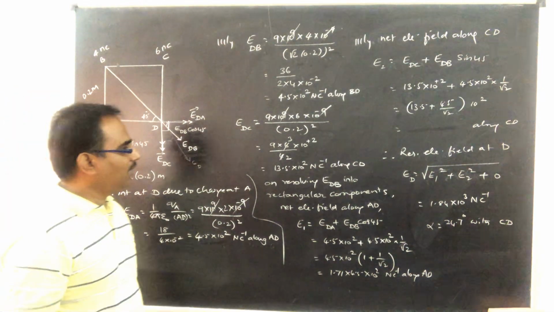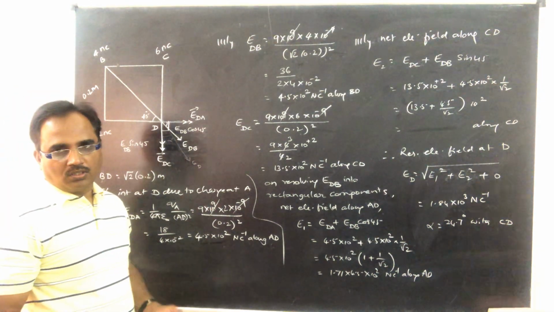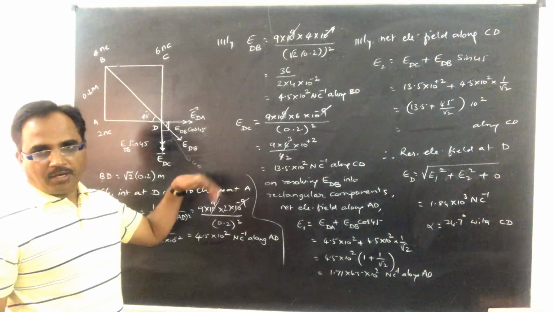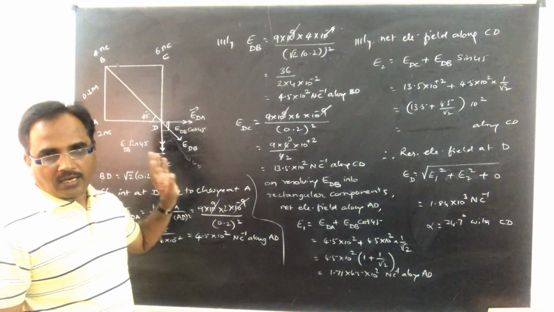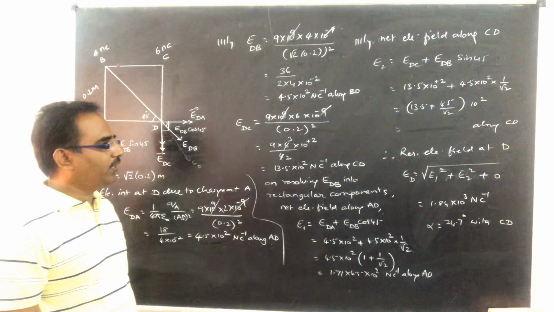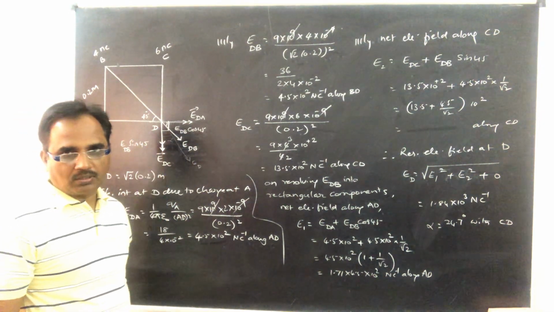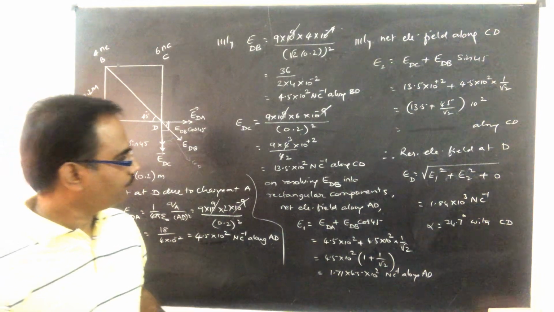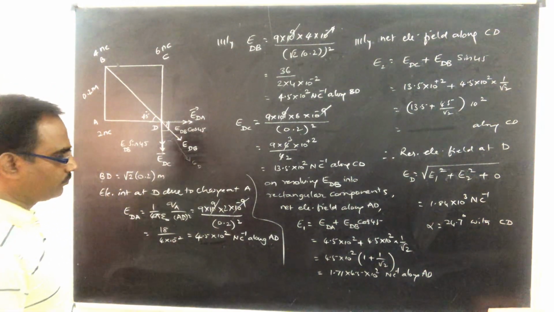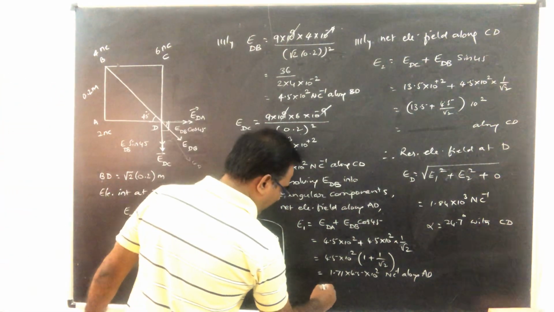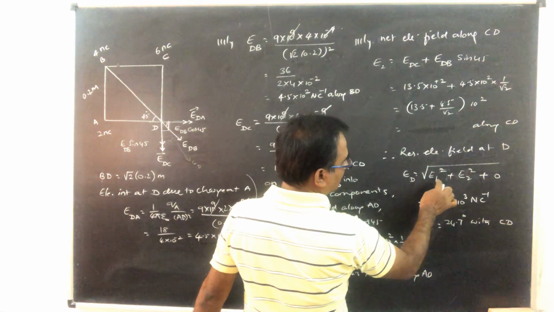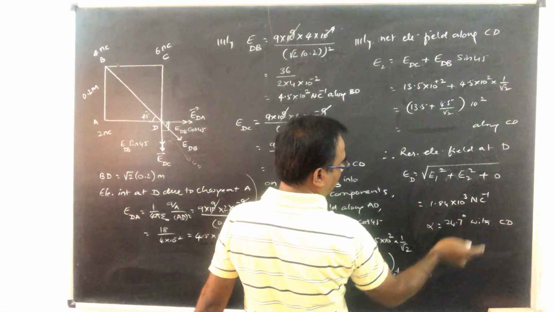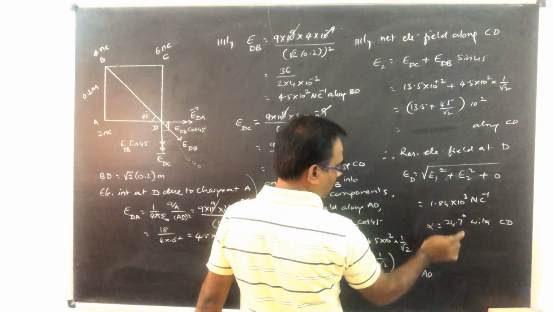So this is a little bit lengthy problem, just to make you understand how to resolve and find the resultant electric field at a given point. I took this example. So you finish up this calculation, substitute those values here, and you check whether you get this answer or not.